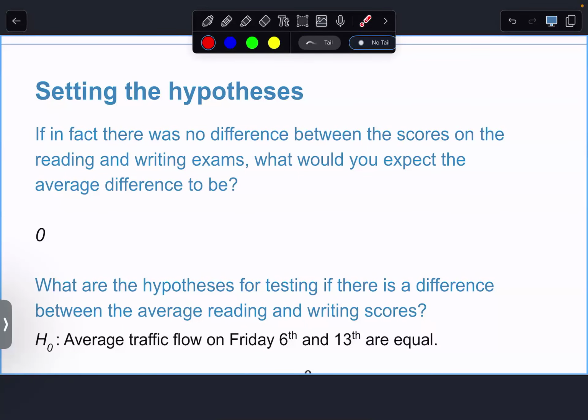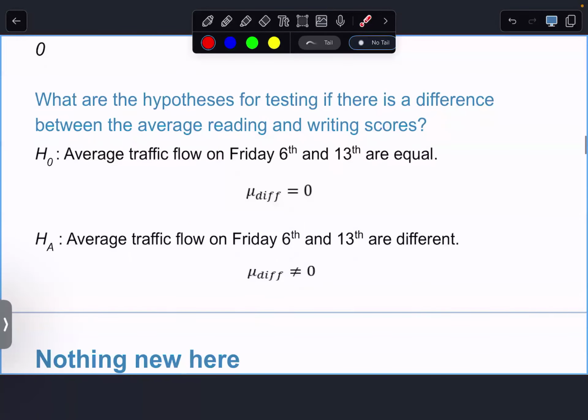So here it just goes through and talks about why it's 0. And it's because if, in fact, there was no difference between the scores, we would expect the average difference to be 0. And so this leads us to our hypotheses.